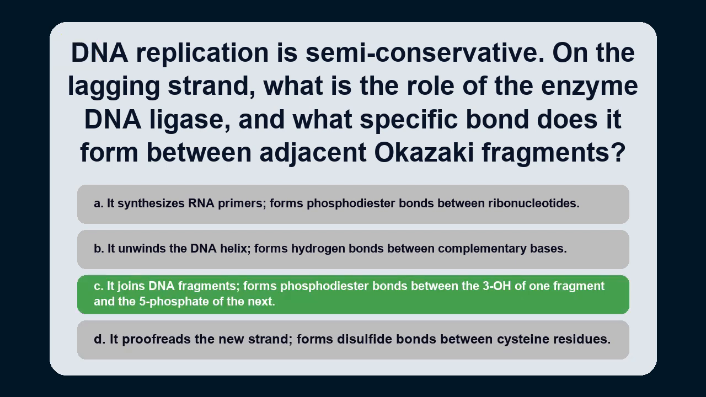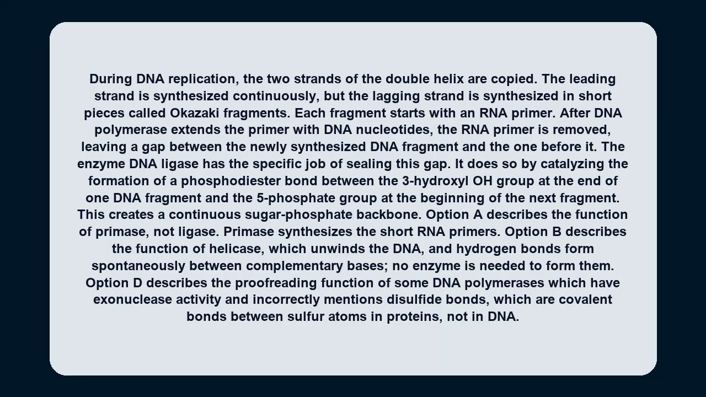The answer is C. During DNA replication, the two strands of the double helix are copied. The leading strand is synthesized continuously, but the lagging strand is synthesized in short pieces called Okazaki fragments. Each fragment starts with an RNA primer. After DNA polymerase extends the primer with DNA nucleotides, the RNA primer is removed, leaving a gap between the newly synthesized DNA fragment and the one before it.